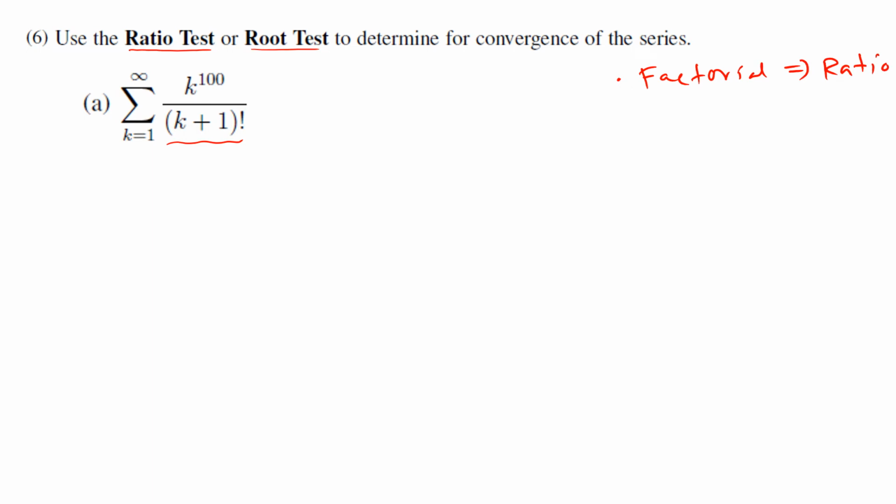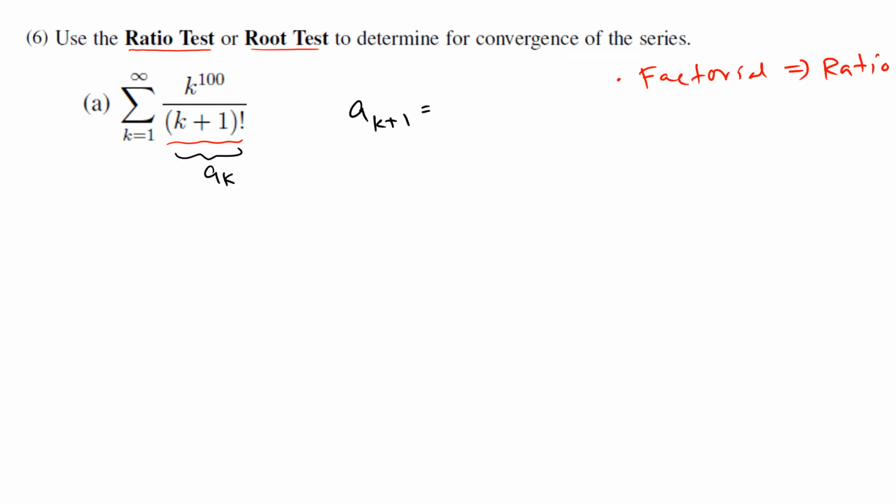But there are some situations where you can just use the direct comparison test and it works very well. But it's normally the ratio test. So we're going to call this term a_k. And then we're going to calculate a_k and a_(k+1). So what is a_(k+1)?